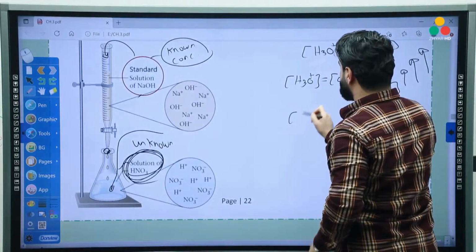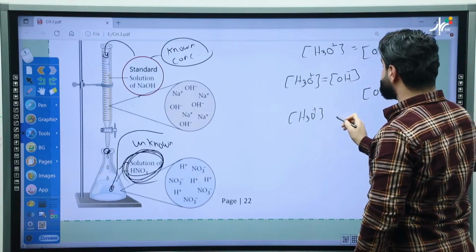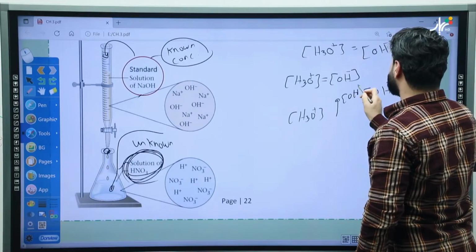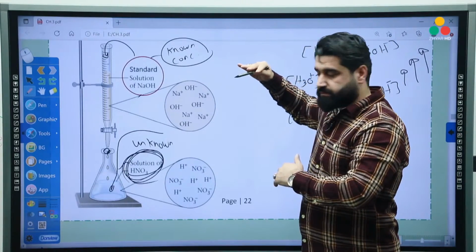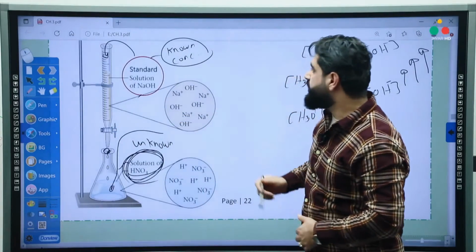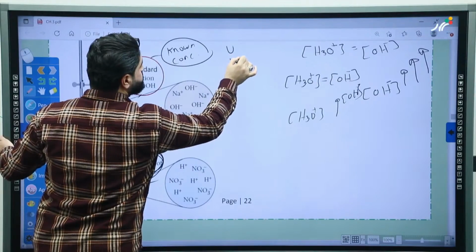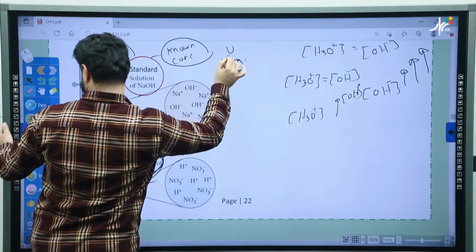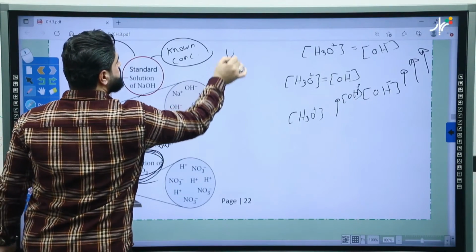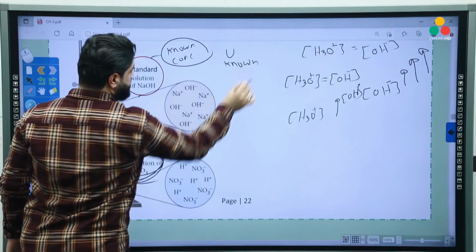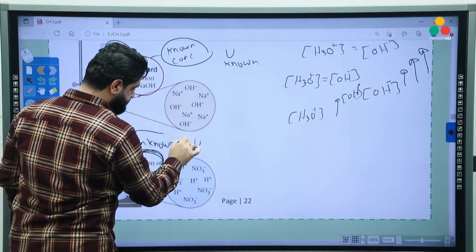So if we add one drop completely, immediately everything will change. Then H3O will be smaller than OH. So the medium turns to basic medium. Now the medium changes from acidic to basic. So immediately we have to close. Now we will read the volume here. The volume is known. And previously, we knew the volume of here. It's known.